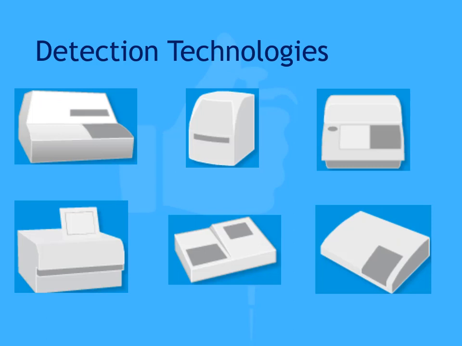MyAssays can support data measured using different detection technologies from different instrument manufacturers. A plate reader is a common tool that is used to measure ELISAs, or enzyme-linked immunosorbent assays. Plate readers will measure absorbance or optical density, and this correlates to the amount of analyte present in the sample.